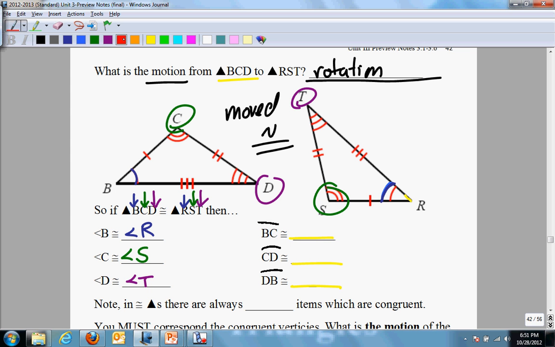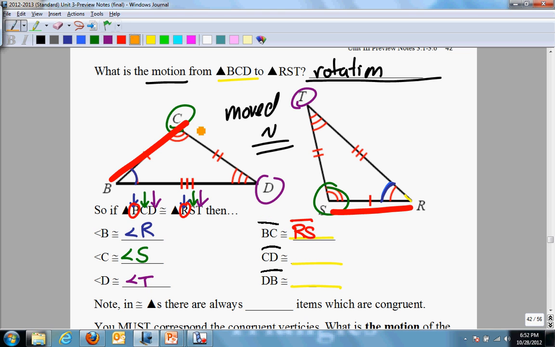Let's see if you're correct. B to C, from single to double, has to be congruent, B to C, to R to S, because R and S have to be in that order, because B goes with R. So the order here, B to C, is R to S, and only R to S.